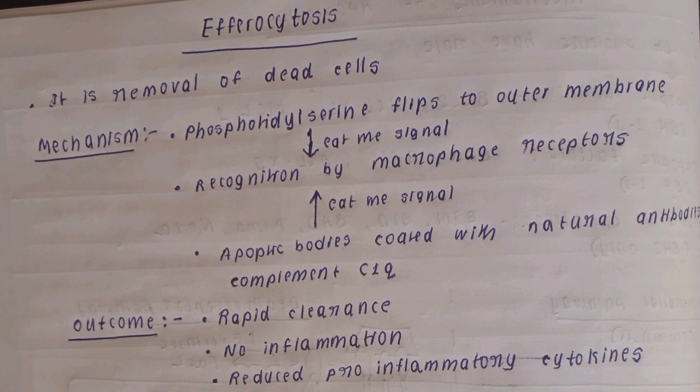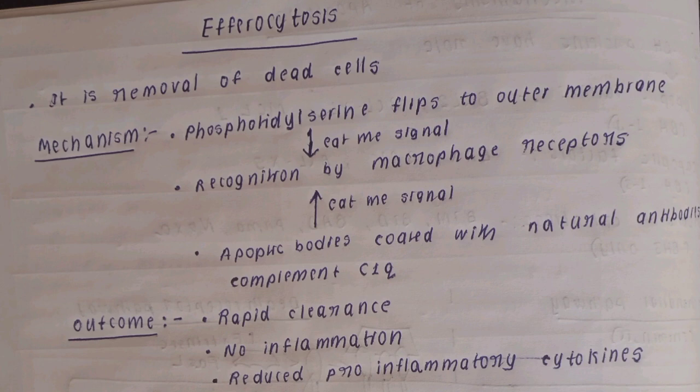There is also one more eat me signal, that is, the apoptotic bodies which are released are coated with some natural antibodies and complement C1q. Now what is this complement C1q? You will study it in immunopathology. There is something called the complement system, where all these complements come. So for the time being, you just remember that complement C1q and natural antibodies are coated to the apoptotic bodies, and that also serves as an eat me signal.